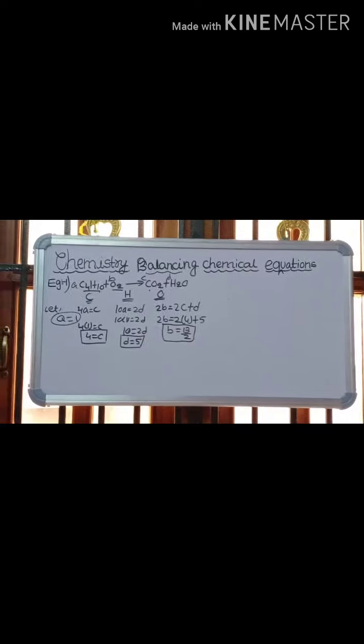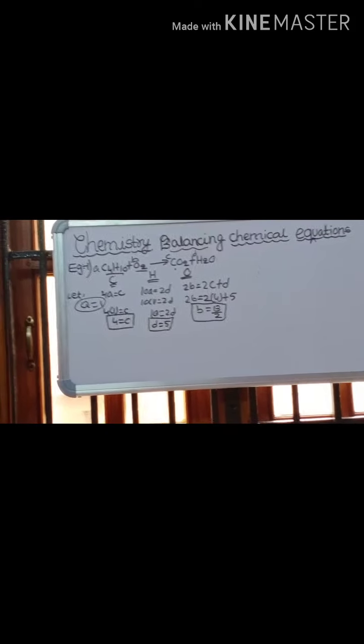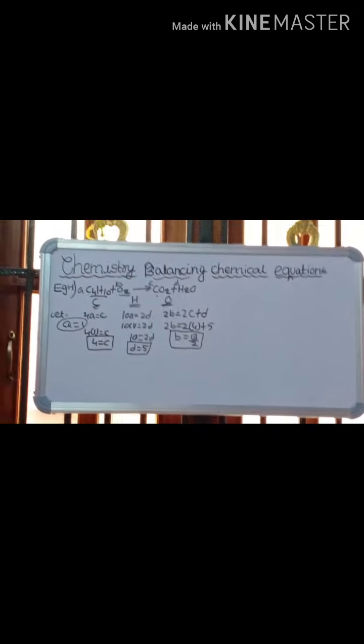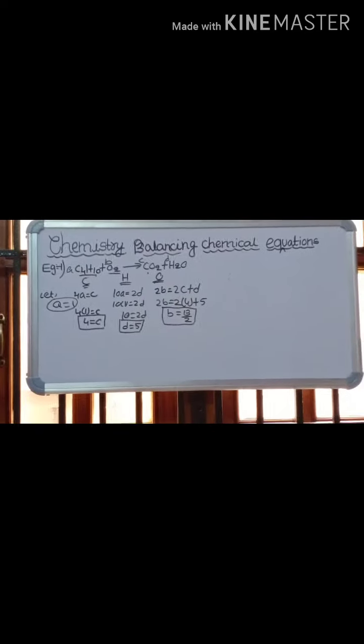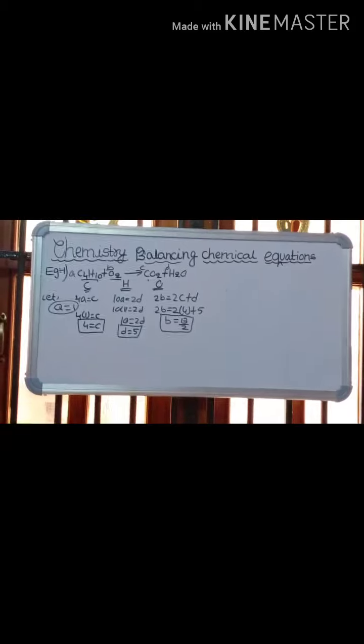Okay, A value is 1, B value is 13 by 2, C value is 4 and D value is 5. So simply we derived 4 values. Half of the work is completed here. Now we only substitute the values in the given equation.